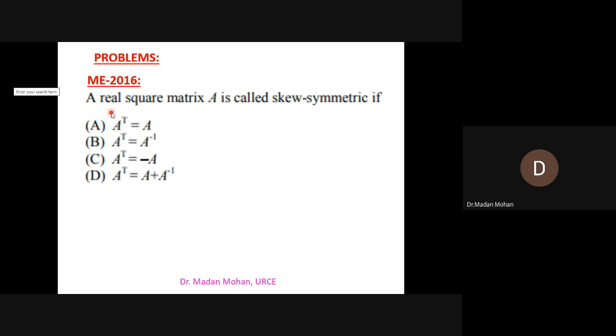A real square matrix is called skew symmetric if. You can easily answer it, please tell me. Problem given in 2016. Real means real entries, square matrix, skew symmetric if. Now tell me the answer. A transpose equal to minus A. Very good. Direct bit it is. Directly a bit given to you. This is the answer.